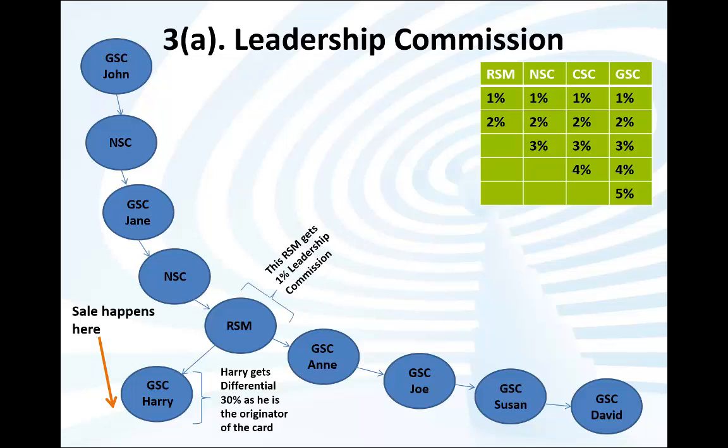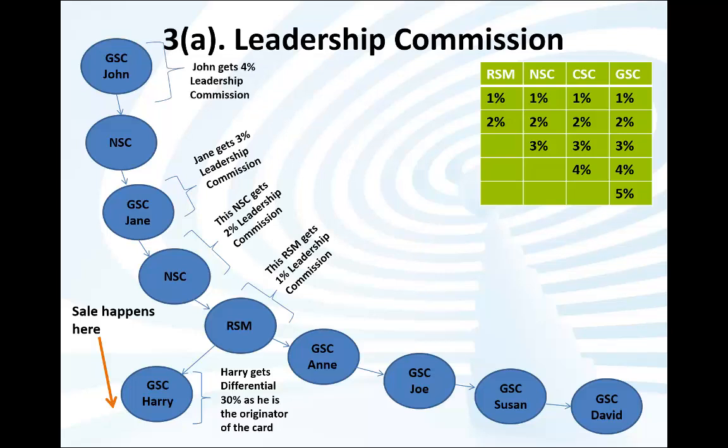As in the previous example, the commission robot looks for who to pay the 15% Leadership Commission to. The first 1% is located at the RSM immediately above Harry. The NSC next up line receives the 2% Leadership Commission. The 3% is paid to Jane, and the 4% bypasses the NSC as they only qualify for 3 levels deep, and this sale was further away than that. Therefore, the 4% is paid to GSE John.